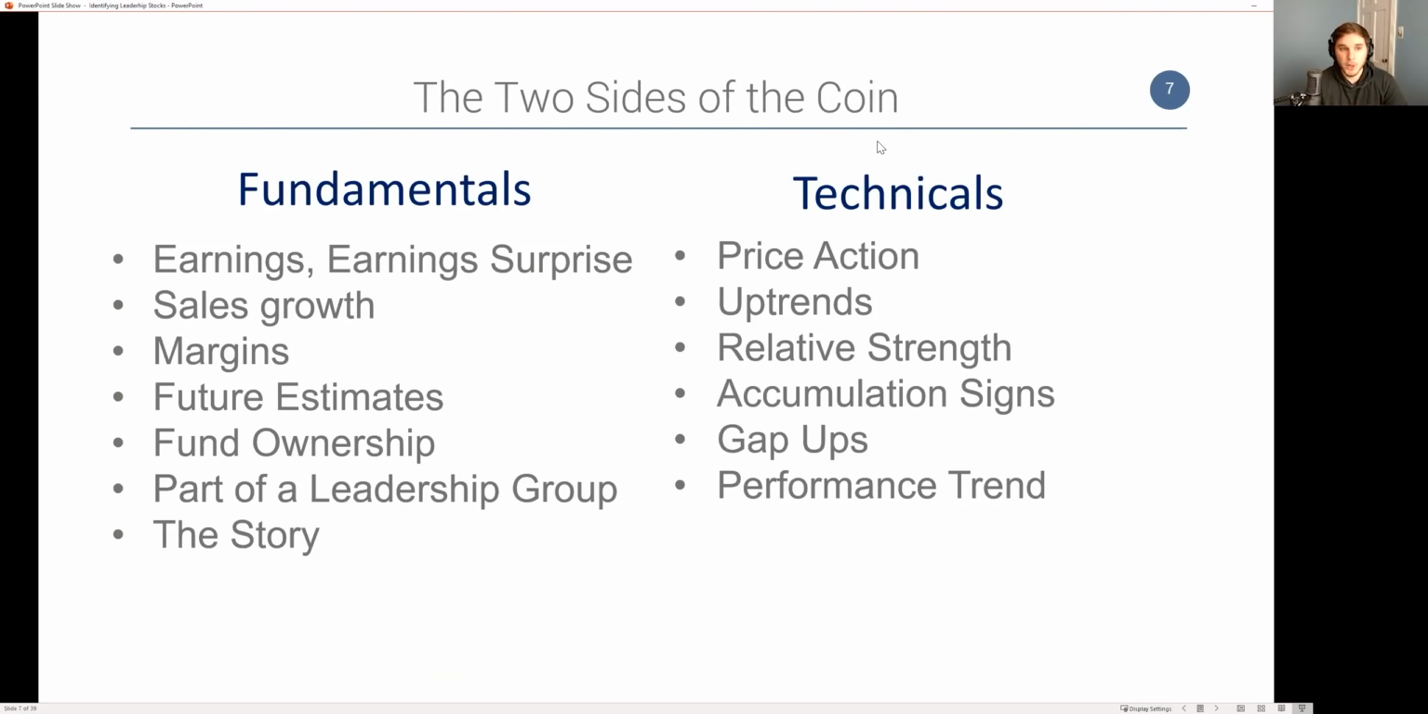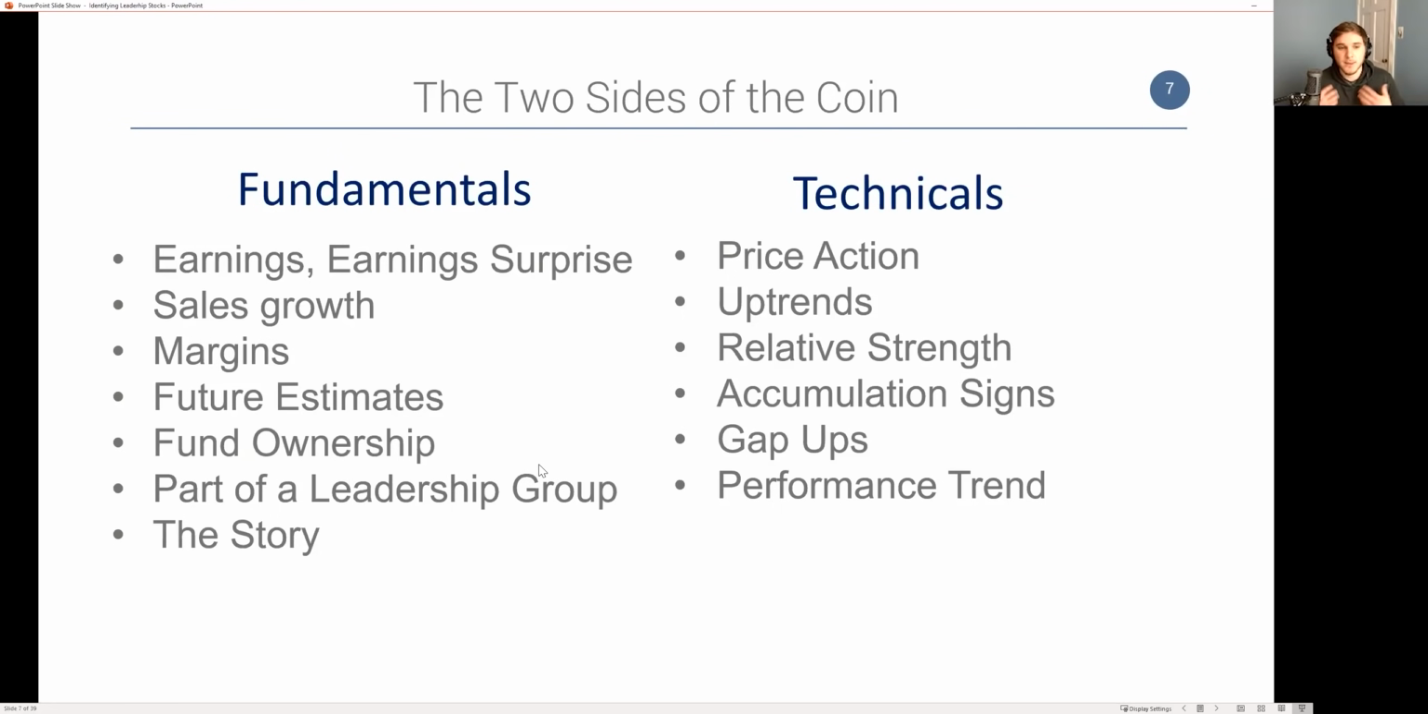So starting things off, there are two sides of the coin, how I see it when it comes to market leadership. First, there's fundamentals. You want to see great earnings surprises during those reports. You want to see great sales growth, margins, future estimates for annual earnings, fund ownership, and you want to be part of a leadership group.